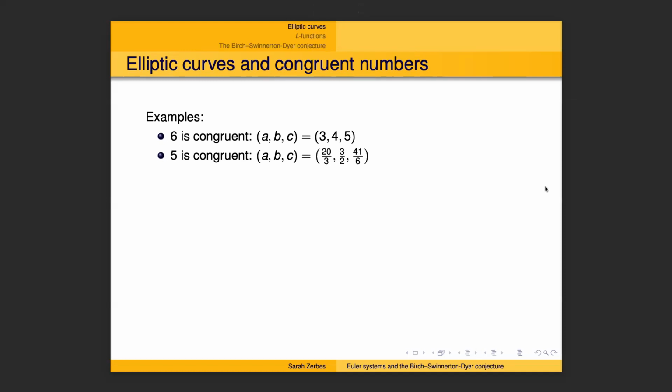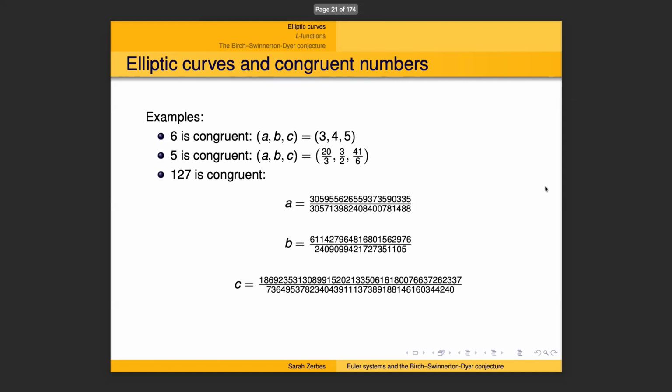That's already a little bit less obvious. But by trial and error, you might be lucky and find this triangle. Well, and 127 is congruent. Well, I challenge you to find that by trial and error. And it turns out that there are infinitely many right-angled triangles with rational sides and area 127, and that is the smallest, the simplest one that you can find. So maybe it isn't that easy after all to say which numbers are congruent or not.